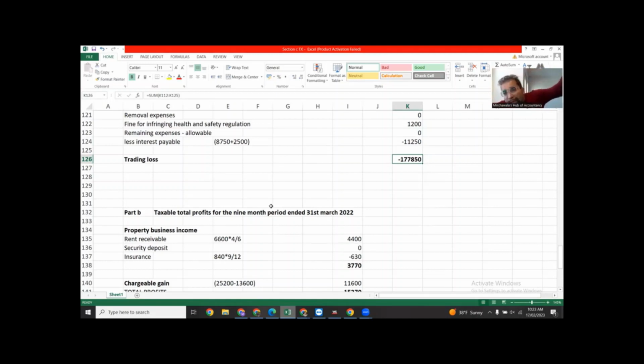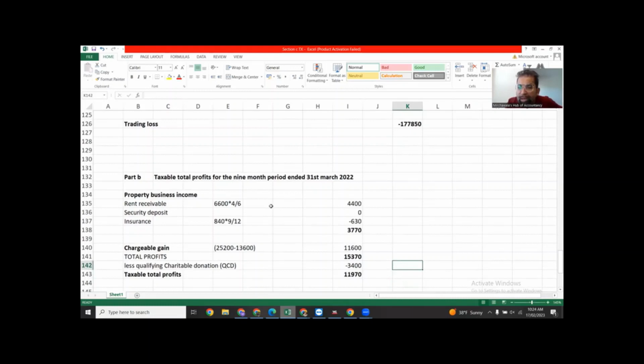If you want to carry back 12 months, first you need to set off current year total profits. Look at the screen. What are your current year total profits? Your current year total profits are 15,370, not TTP. When you are in the same company, you always set off total profits, not taxable profits. So from the 177,850 loss, first you will set off 15,370.